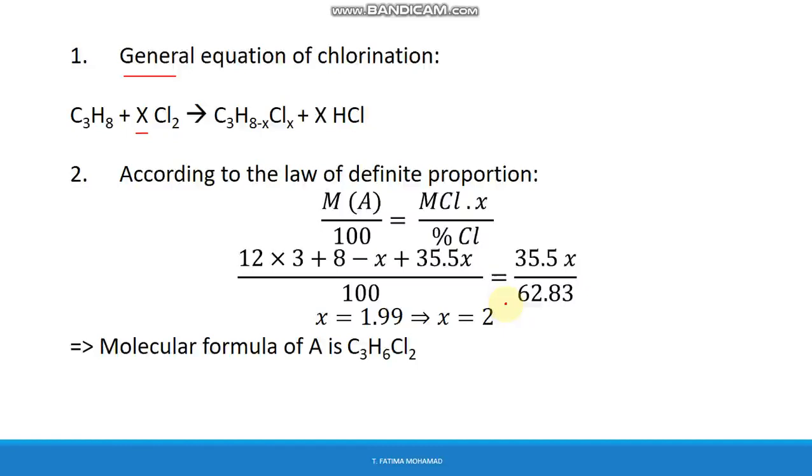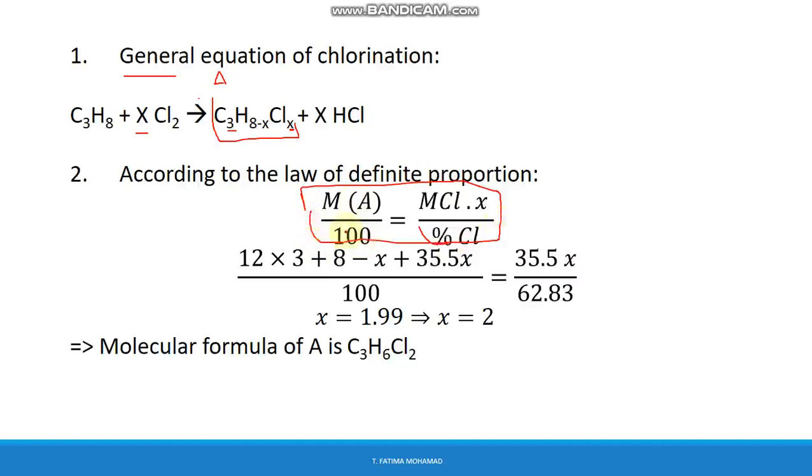Now, to determine the molecular formula of A, you do it according to the law of definite proportion. You know that the molar mass of A over 100 equals the molar mass of C times 3 over its percentage by mass, equals the molar mass of H times 8 minus X over its percentage by mass, and finally the molar mass of Cl times X over the percentage of Cl. We know only the percentage of Cl, so you use this one.